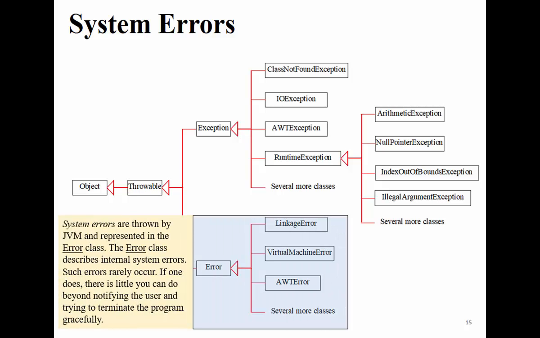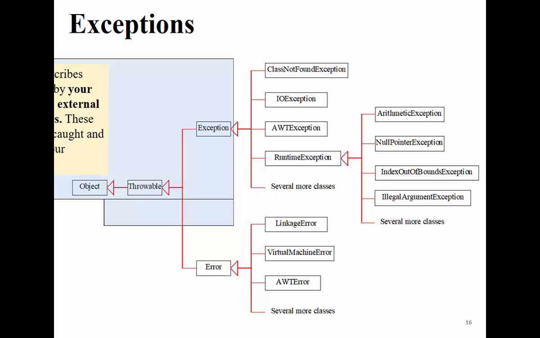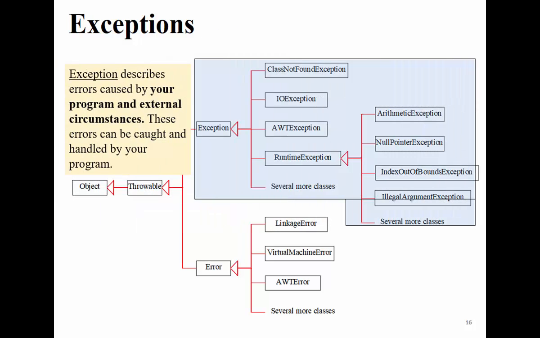And these are the errors. The system errors are thrown by the Java Virtual Machine. So whenever you are coming to this side, there is no way you can recover. If your exception was categorized as an error, a system error, you cannot recover from this one. Now, if you are on the other side, which is the exception side, this describes an error caused by your program or external circumstances.